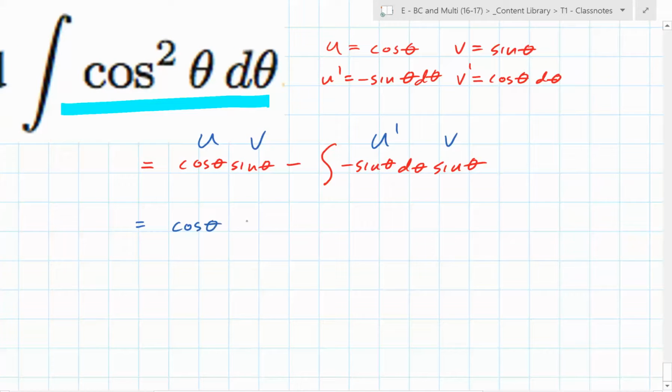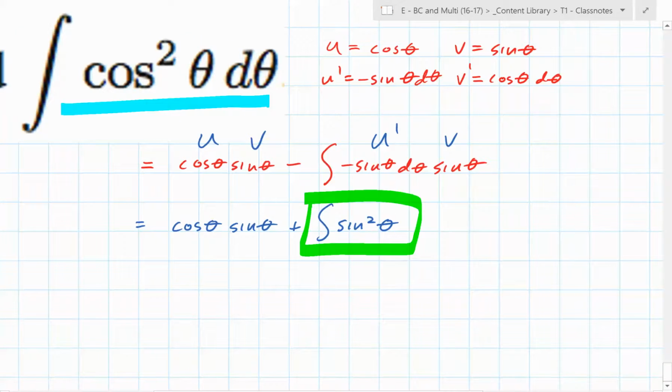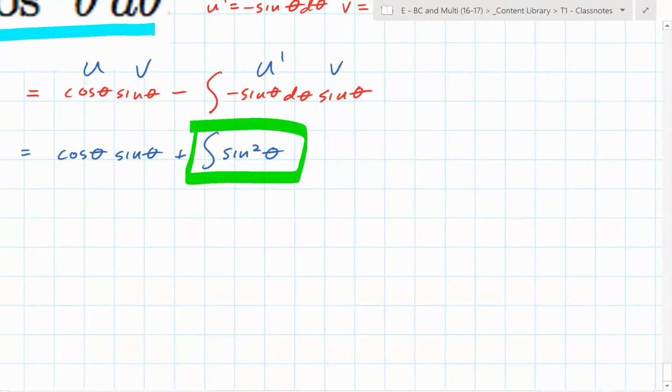We don't have to do anything with that part, so we're okay with it staying like that. So we have plus the integral of sine squared theta. Well, that's nice, but now we have to do effectively what we did before, but with sine. So let's see what happens here. If we do this one out, let's attack it the same exact way.